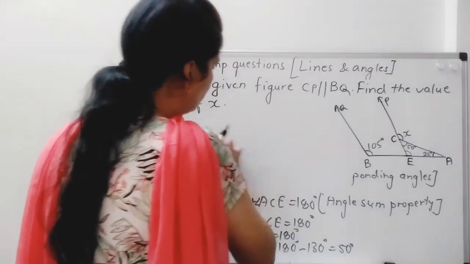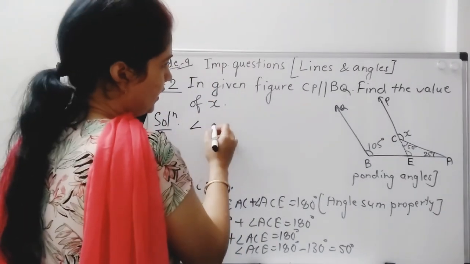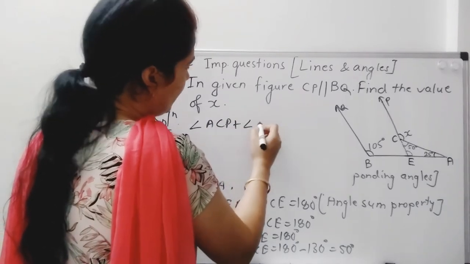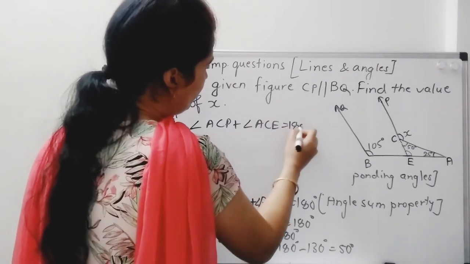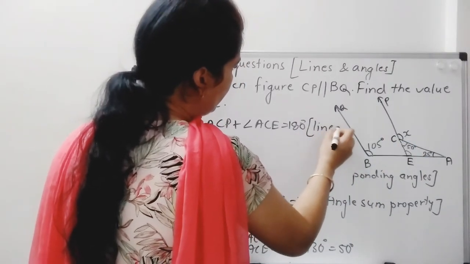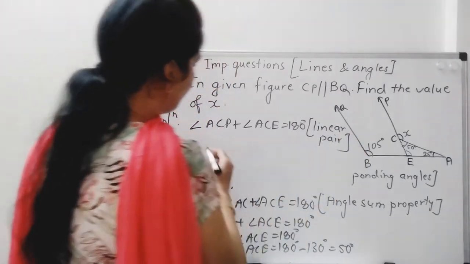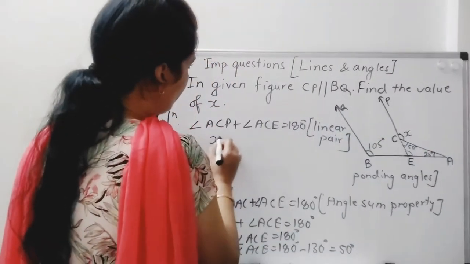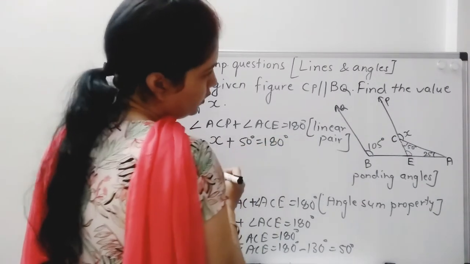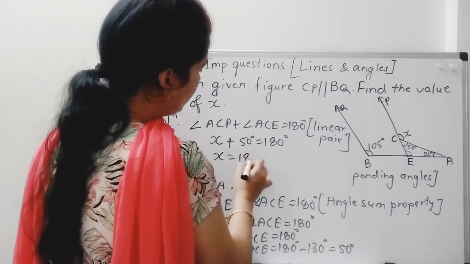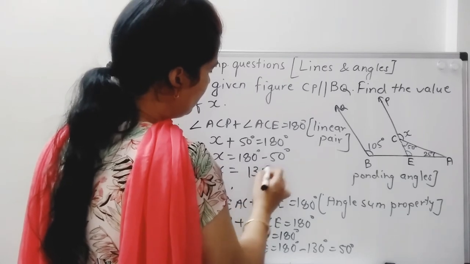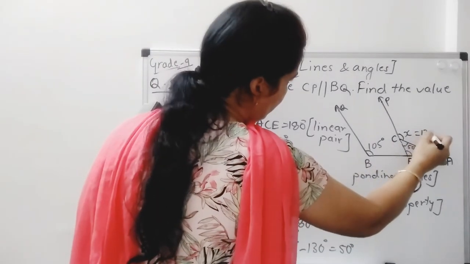Okay. So I will show you. Now angle ACP plus angle ACE is equal to 180. Why? Because there is a straight line and two angles are formed here from the same vertex. So it will be 180 by using linear pair. ACP is what we have to find out, and ACE we have found out, 50, is equal to 180. So X will be 180 minus 50, means X is equal to 130 degree. So this will be 130 degree.